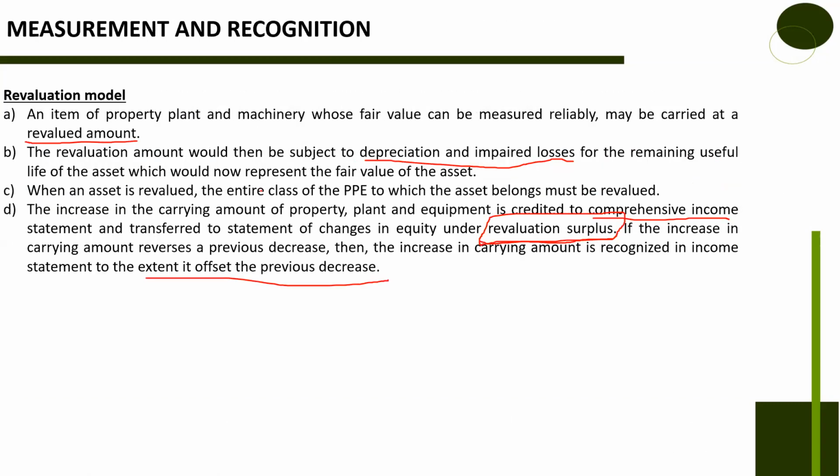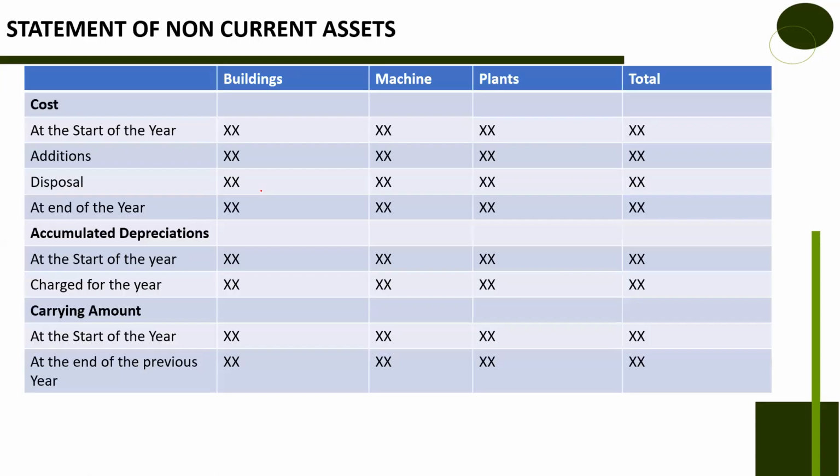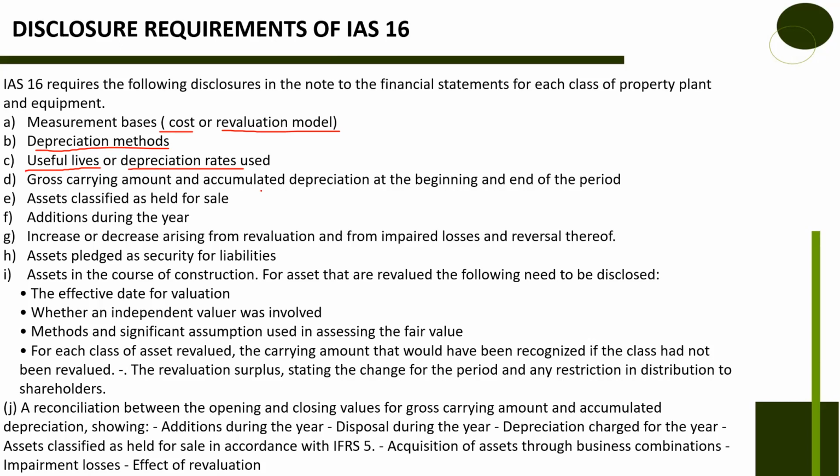Gross carrying amounts and accumulated depreciation at the beginning and end of the period. Assets classified as held for sale. State that these are assets that you are planning to dispose of and you are holding for sale. Then you also add the new asset that you got during the year.